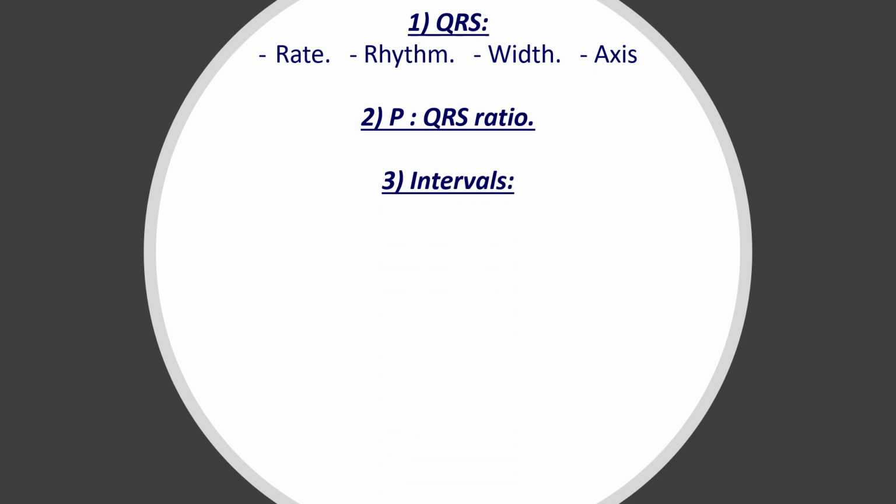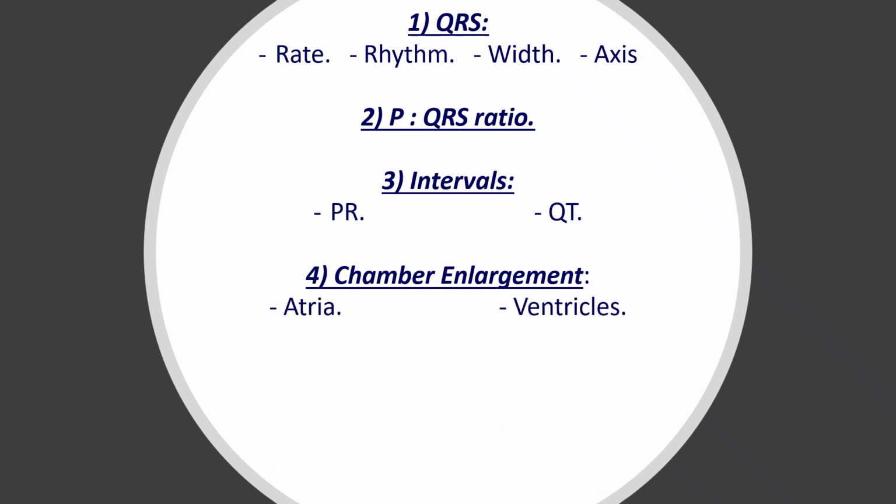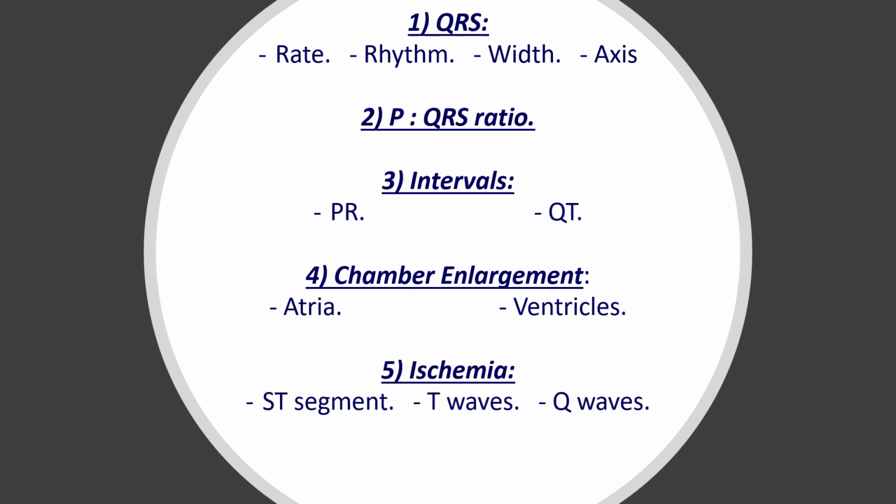Then you check the intervals, and the 2 important intervals that I'm interested in are the PR interval and the QT interval. Next, you check for chamber enlargement that include atrial enlargement and ventricular enlargements. And then you check for ischemia, looking at the ST segment, T waves, and Q waves. And following this, anything else. So a J wave or whatever. So any other findings comes under others. So this is my suggested approach that I would strongly recommend for any beginner with ECG interpretation to use it and to get trained on it.